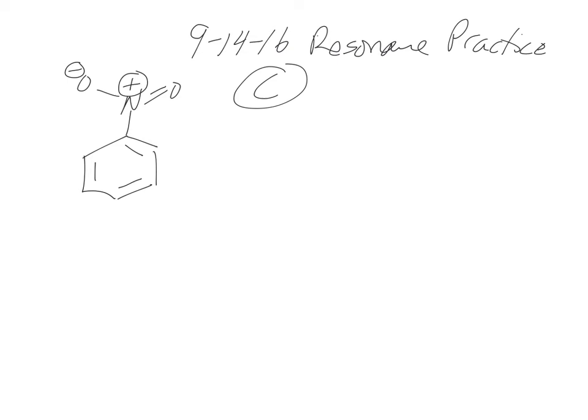Taking a look at 914 class notes, resonance practice, letter C. So here's the structure drawn. That's called a nitro group, which you guys have done. You guys have done that Lewis dot structure before.